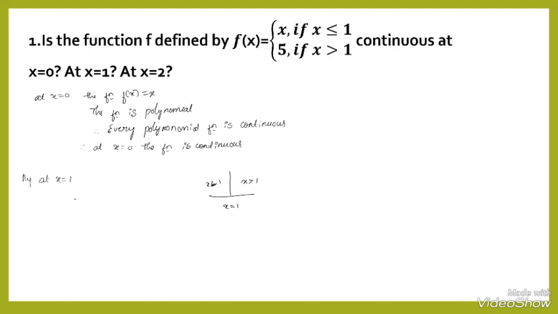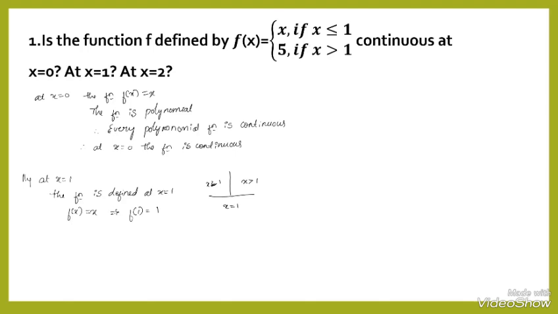The function is defined at x = 1. What is f(x) at x = 1? That is x. So f(x) = x, that is f(1) = 1 only.